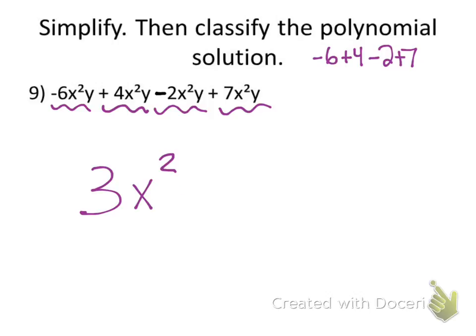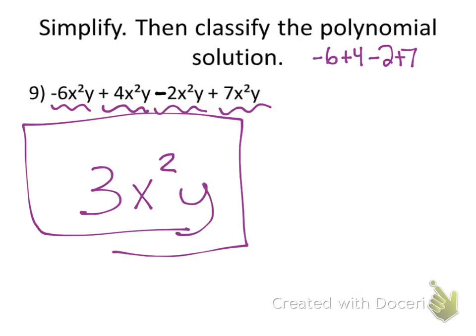x squared y. Again, these are all like terms. So all I did was look at the numbers in the front, the coefficients, and I went step by step. Negative 6 plus 4 is negative 2. Negative 2 minus 2 is negative 4. And negative 4 plus 7 is positive 3. And then you just bring along the variables to the right. X squared y just follows right along with the 3.